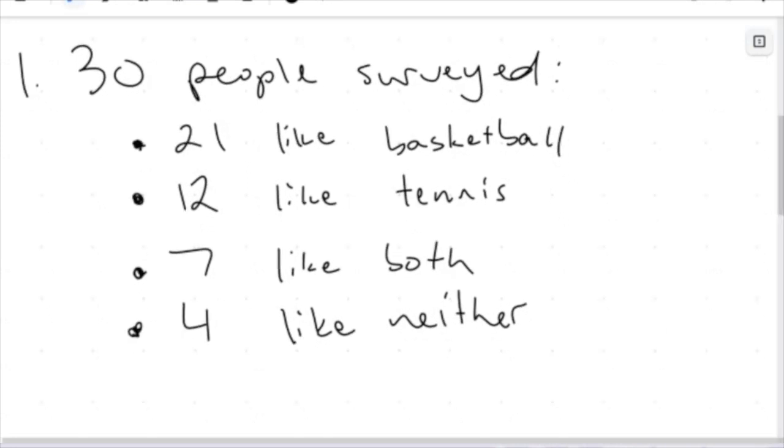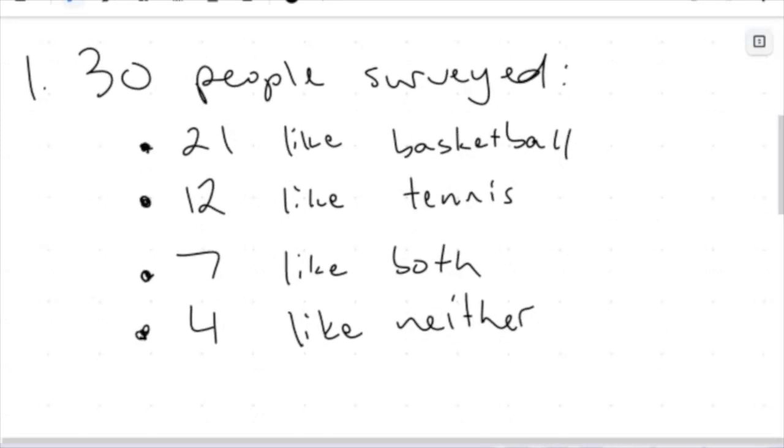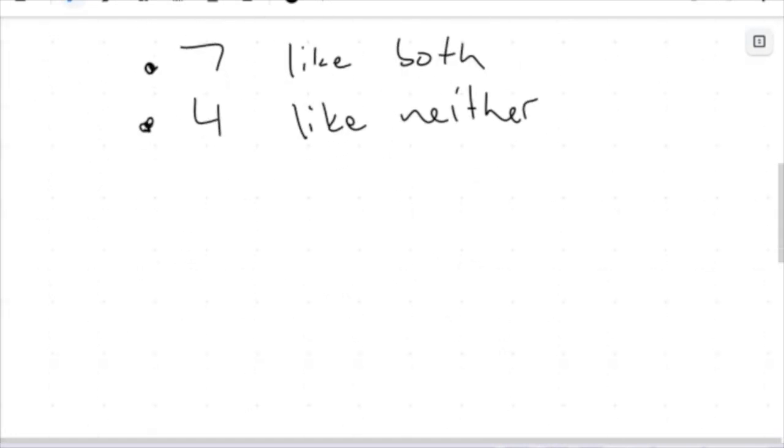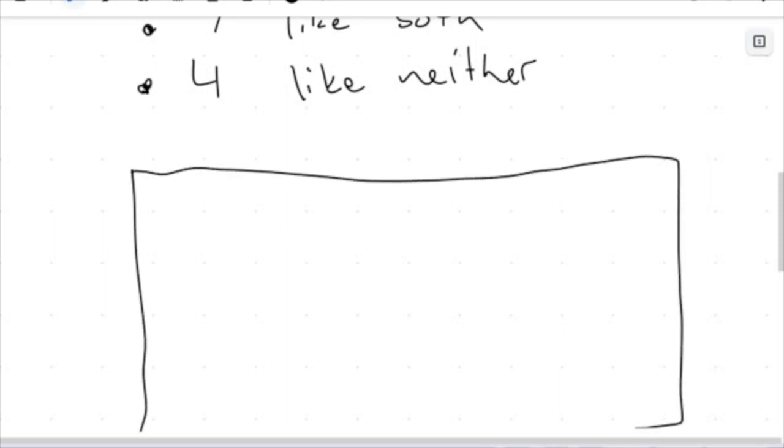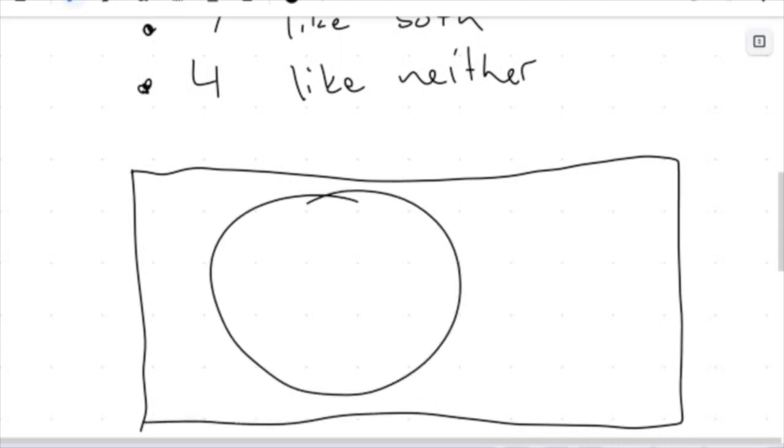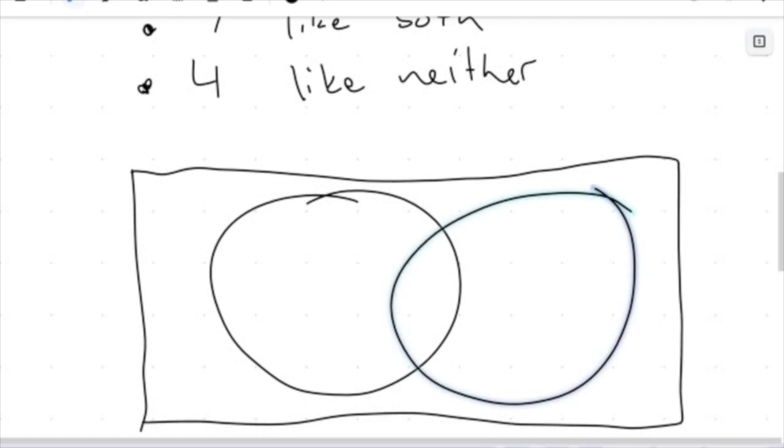So we have a lot of different pieces of information, and we want to organize this in some type of way. Now, the first way we are going to do this is through a Venn diagram. So I'm going to draw a nice big one here. You may have seen something like this before, but if not, that is okay because we're going to cover all of this today.